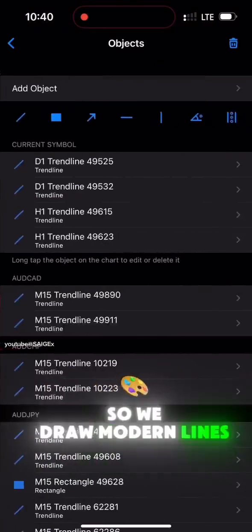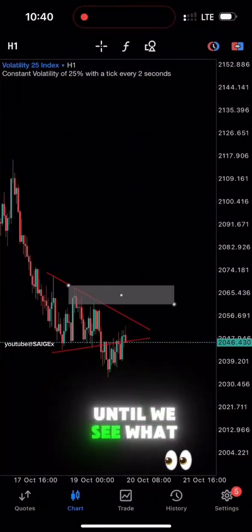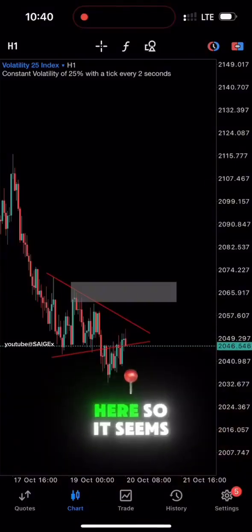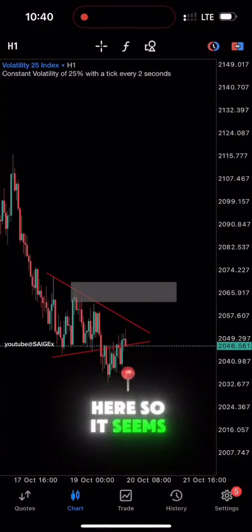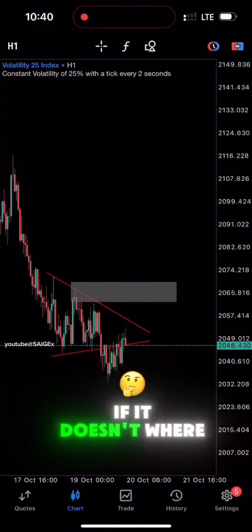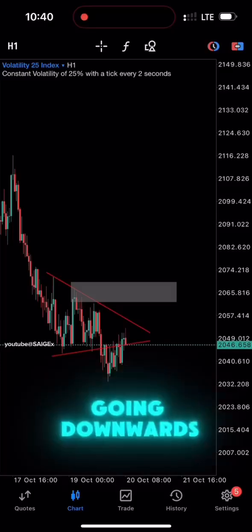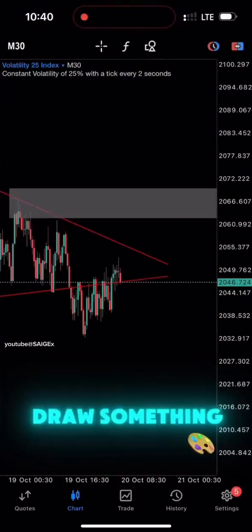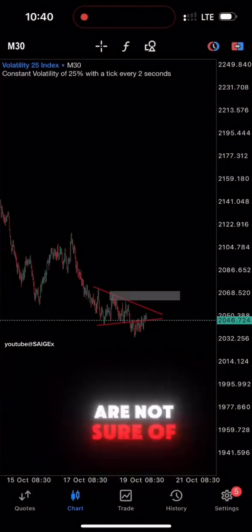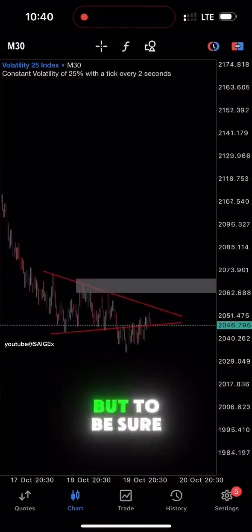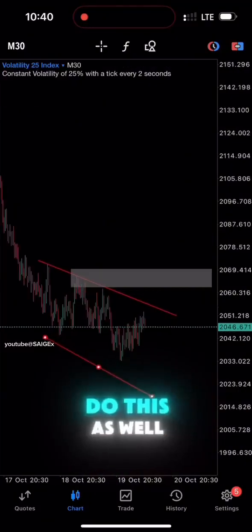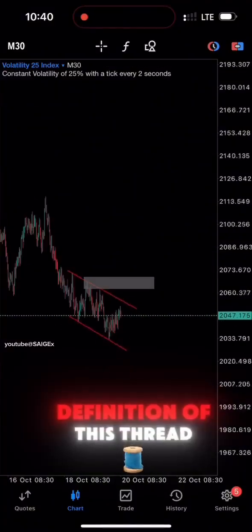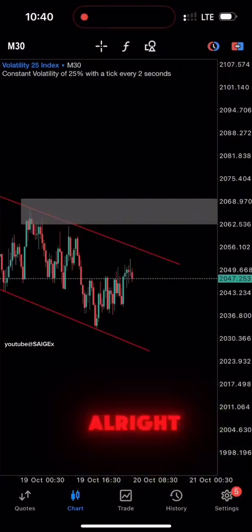So we draw more trend lines again, until we see what we're working up against. So here, it seems it might go up there. If it doesn't, well, it drops, it keeps going downwards. All right, so we can even try to draw something. Right now we are not sure of this trade, we're just drawing trend lines, but to be sure we have to also do this as well. So by doing this, we have some clear definition of this trade, that it's a downtrend. All right, it's a downtrend.